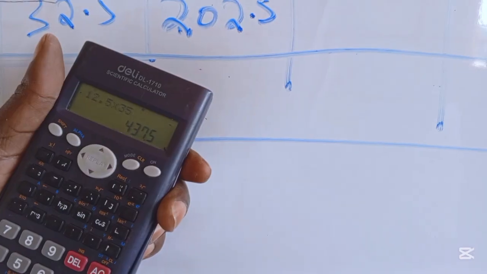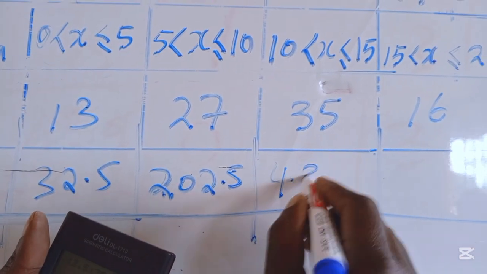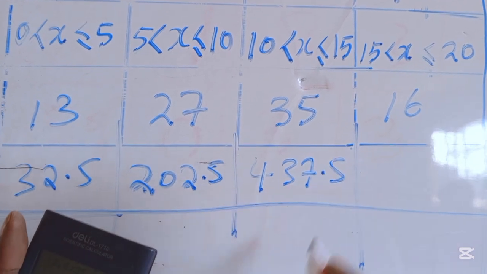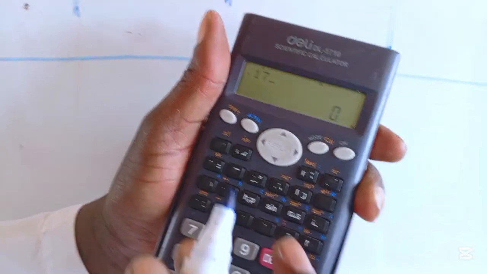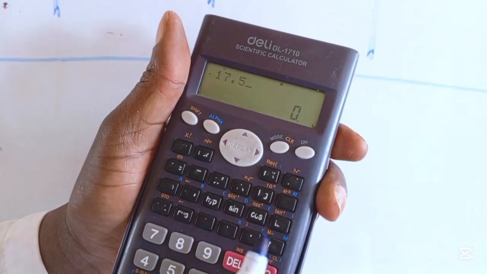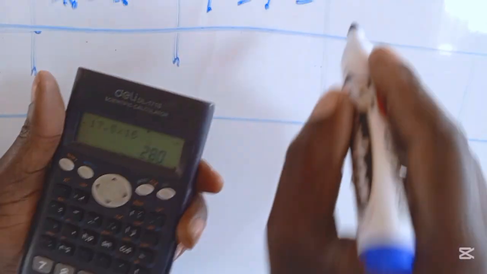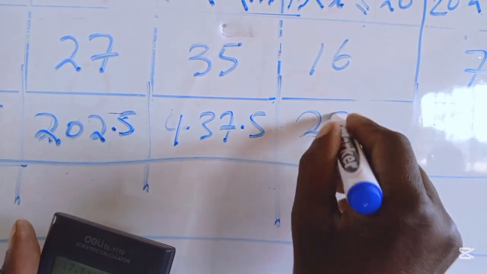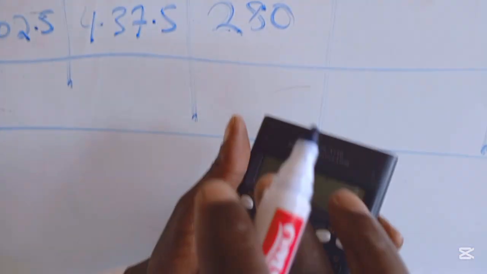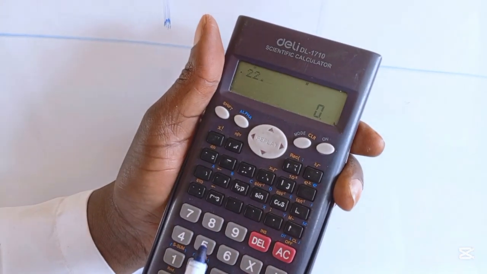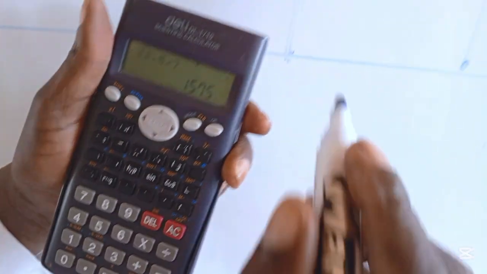So you get something like this. You get 437.5. Again, 17.5 should multiply by 16, and again you get 28. So this 28 there, you write it like that. Again, 22.5 should multiply by 7. You get 157.5.